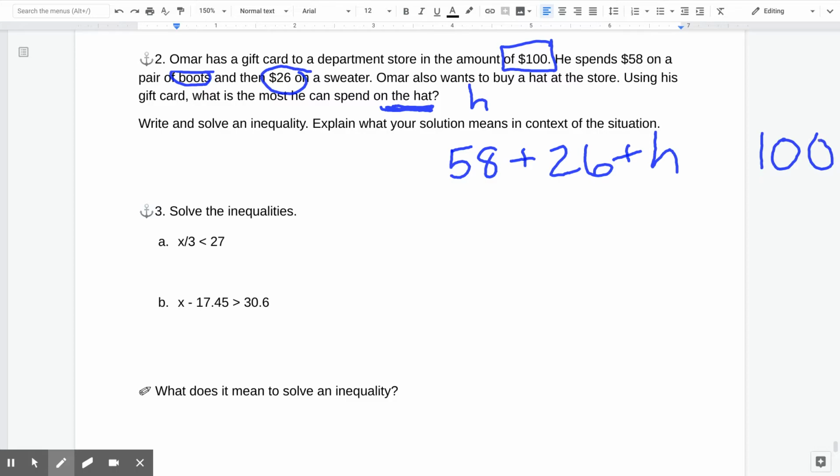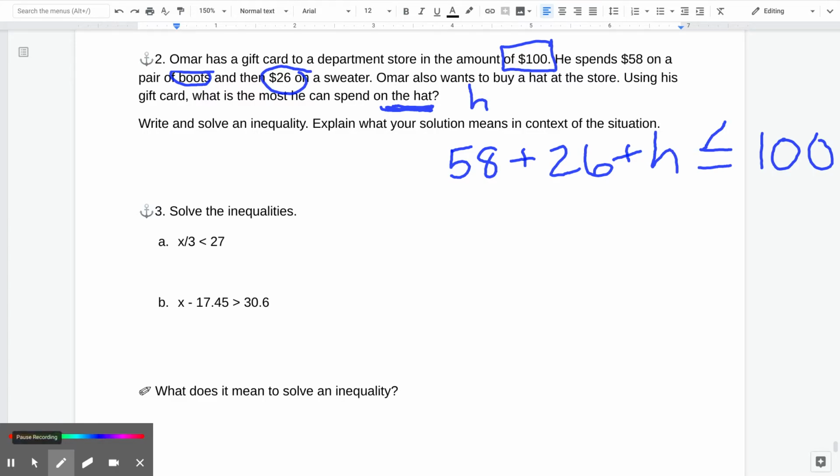Well, he could spend $100, so I know I could have something that's equal to $100. Or he could spend less than $100. Now I can go through and solve this. And when you are solving this type of an inequality, it's easier to think of it as if you're solving an equation and then figure out what the relationship is.